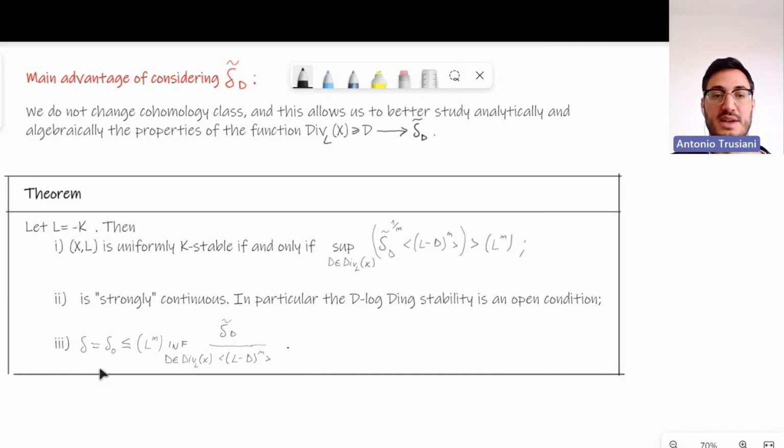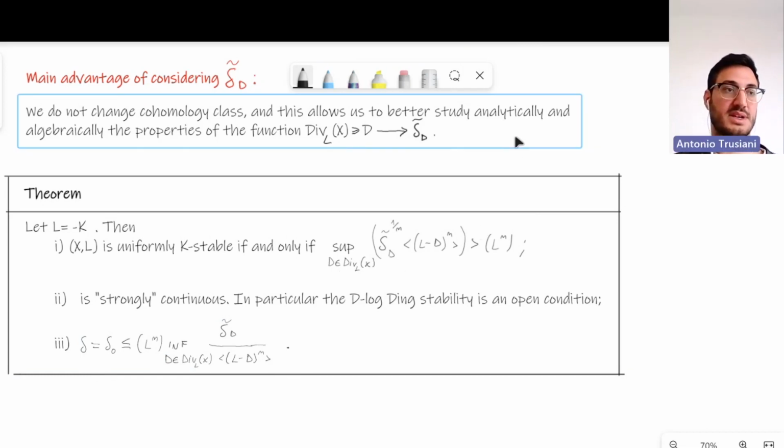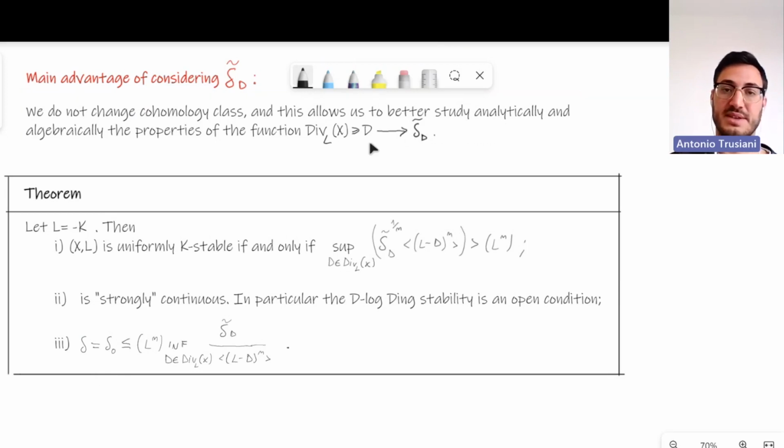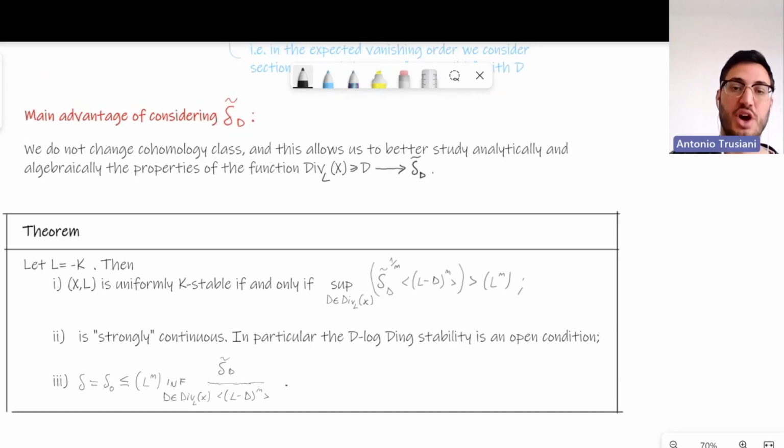So, to say, the geometry of this delta invariant, the geometry of these notions, really are encoded by this function that needs to be studied more in the future.